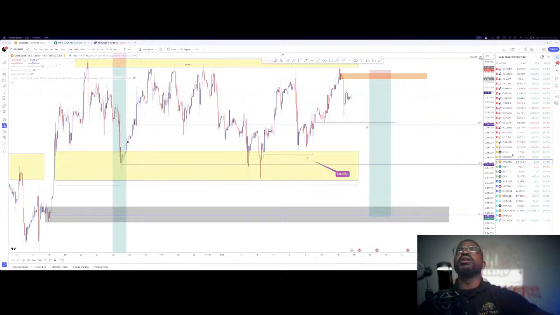Let's go ahead and take a look at the indices. So we'll start with, I guess we can start with US 30.